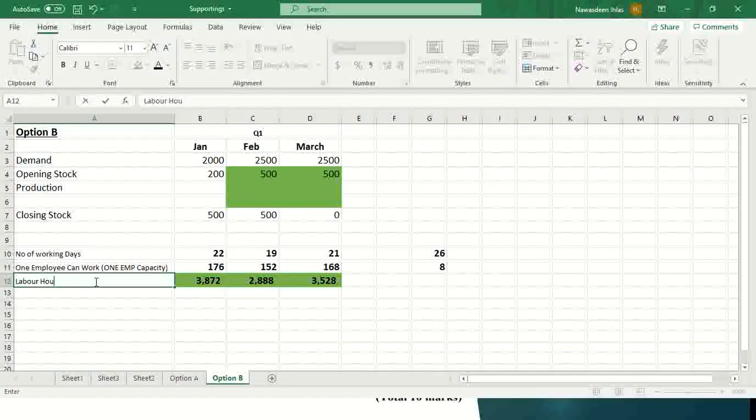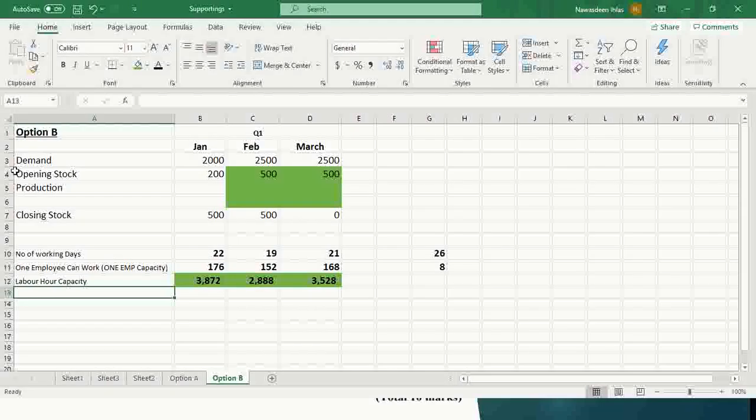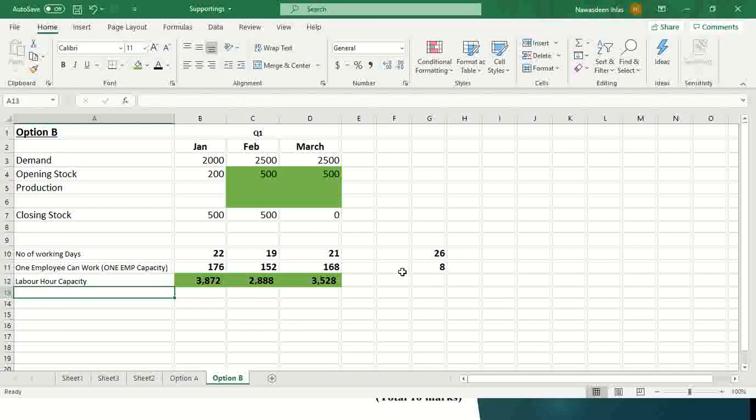Labor hour capacity. So here in this second scenario, they are not going to change their employees, so this capacity won't change.